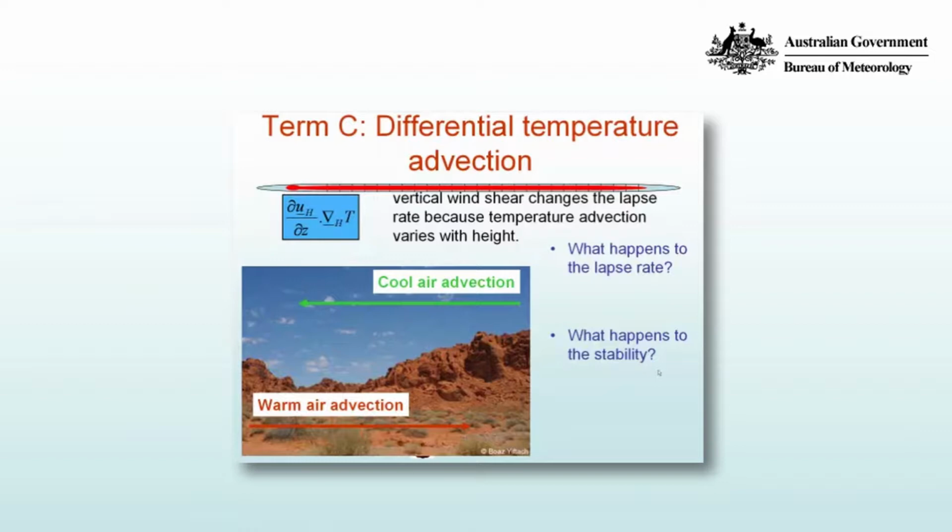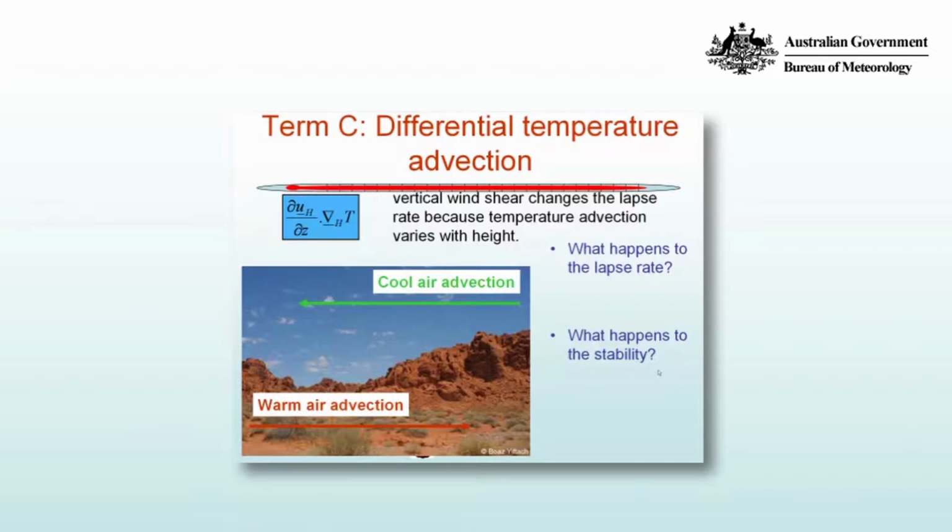The temperature gradient points from left to right and so is positive. In the low levels we have warm air advection, and in the upper levels we have cool air advection. So what's going to happen to the lapse rate and the stability? Well, du/dz is negative because we move from a westerly to an easterly, and del_h of T is positive, so the whole term is negative.